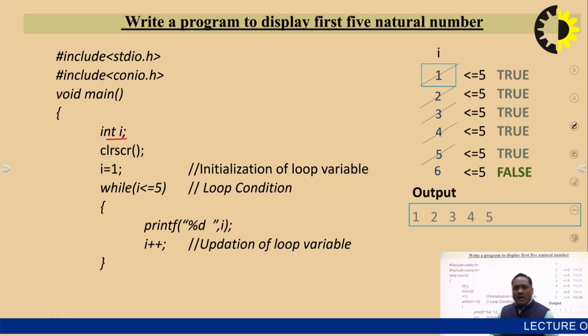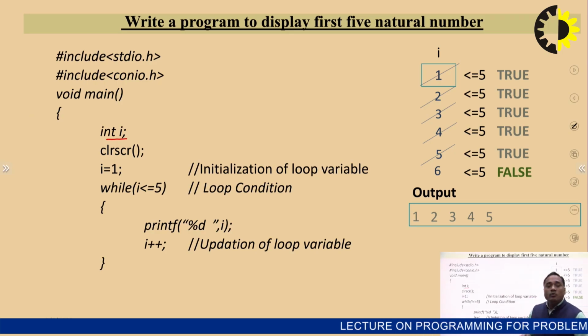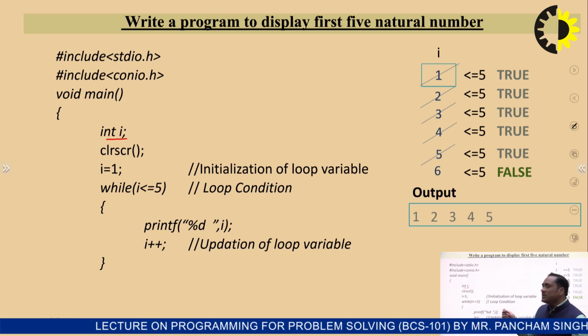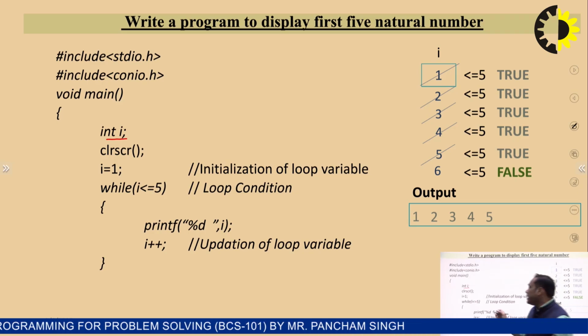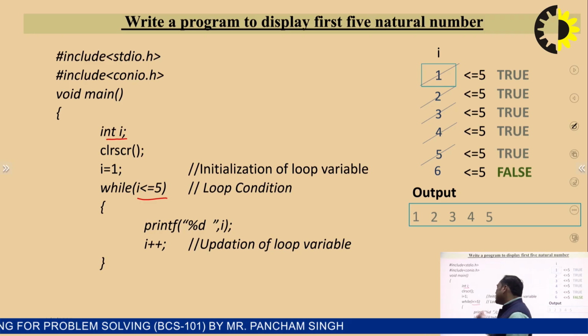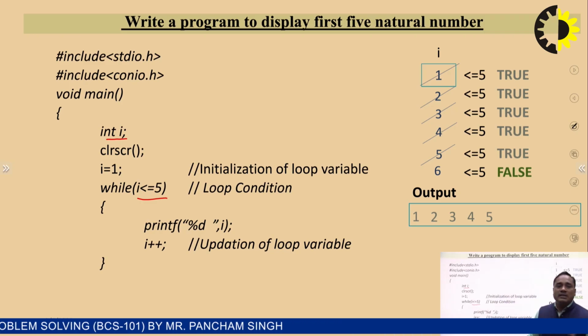i equals 1 means that your loop will start from i equals 1, and it will check whether i is less than or equal to 5. The condition must be checked until i is less than or equal to 5. The initial condition is i equals 1 and the while condition is i less than or equal to 5. So the program will check till i is less than or equal to 5. If the condition is true, you get the result. If the condition is false, you do not get the result.